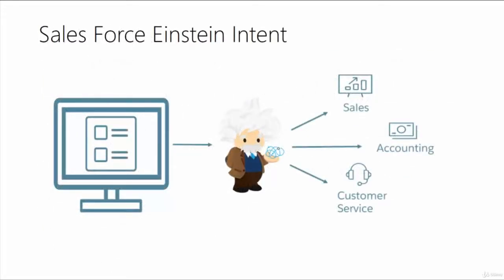So visually, this is how Einstein intent works. So you have big data on the left. What Einstein does based off of this unstructured data, for example, will evaluate this data based on the question that you ask, such as you're asking a question in a natural language process, and then based on the result or the prediction, the answer can be routed to the respective department, be it sales, accounting, or customer service.